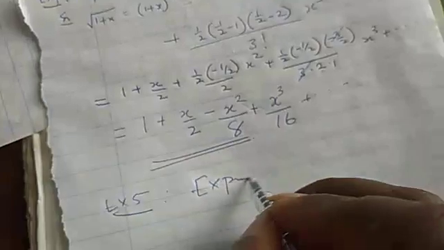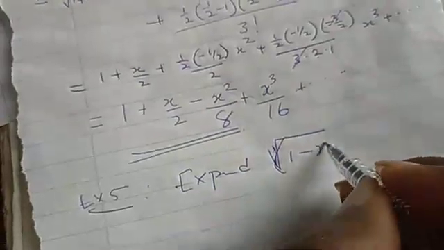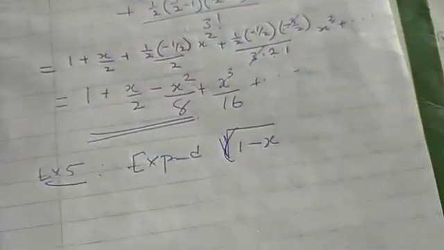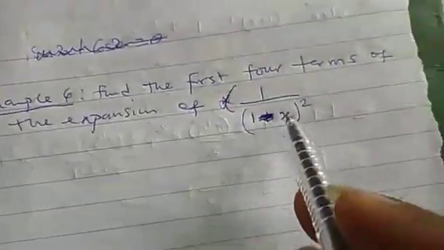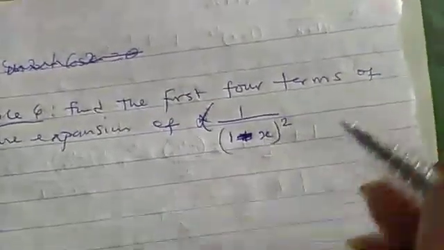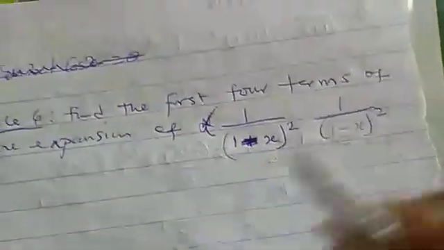So you can try this yourself. So we can expand the square root of 1 minus x. So you can do that on your own. Now let's consider another example. Now we want to find the first 4 terms of this expansion. 1 over 1 minus x raised to power 2. If you don't see it very well, this is 1 minus x raised to power 2.